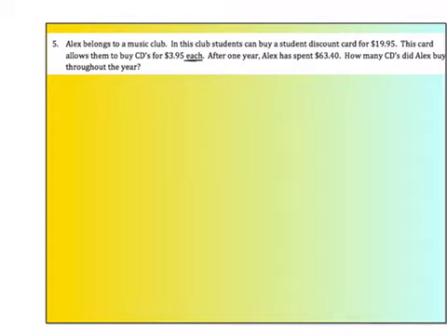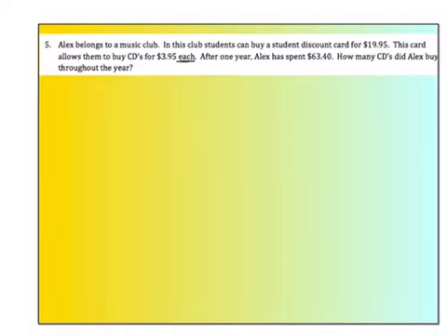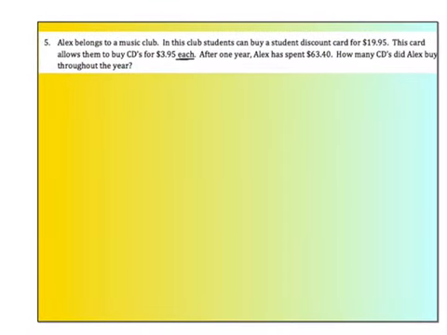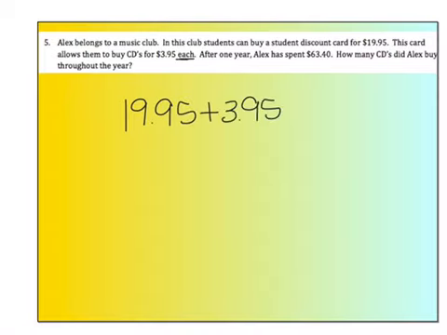So we're going to go ahead and start writing an equation for this. The one thing that Alex has to pay no matter what is the $19.95 for the card. If he wants to use this, he's got to get the card for that price. He is then going to pay $3.95 each CD he buys. So that's the thing that's going to be changing. That's going to be our variable in this situation. We know that Alex spent a total of $63.40.